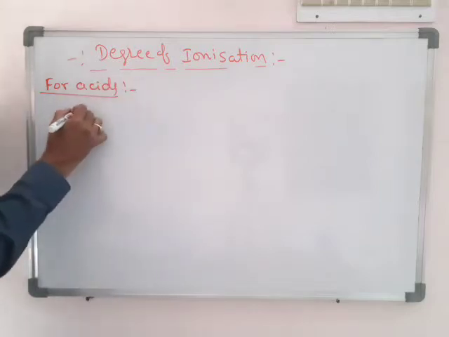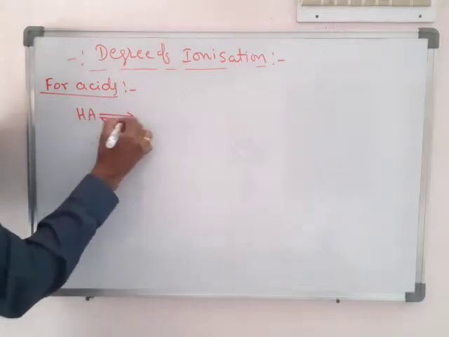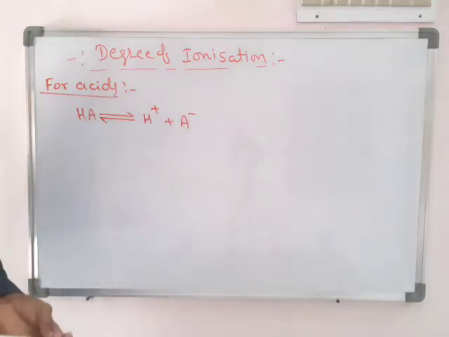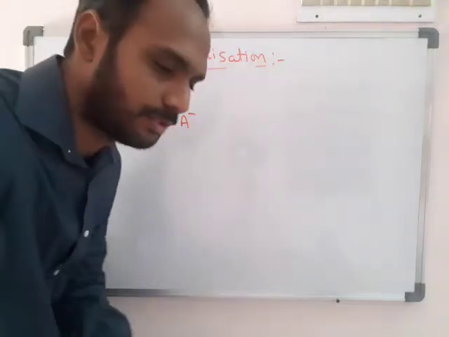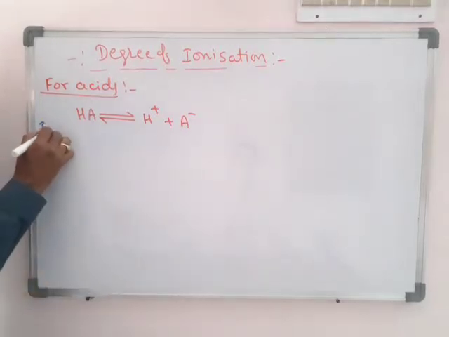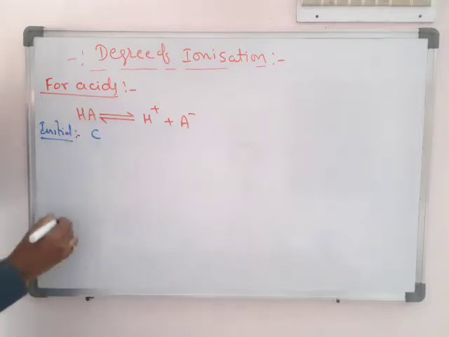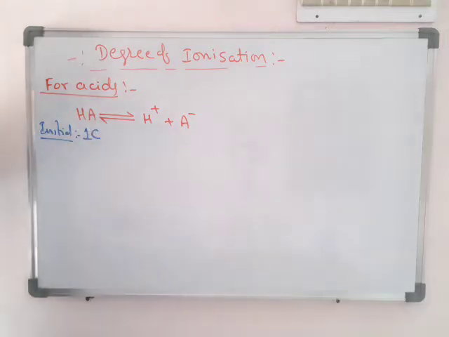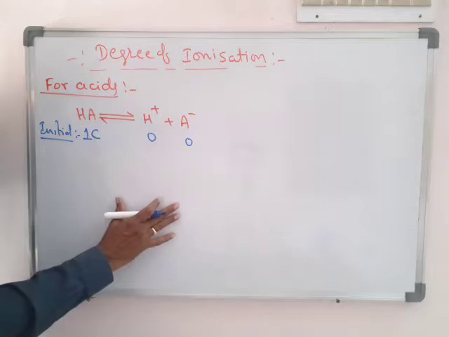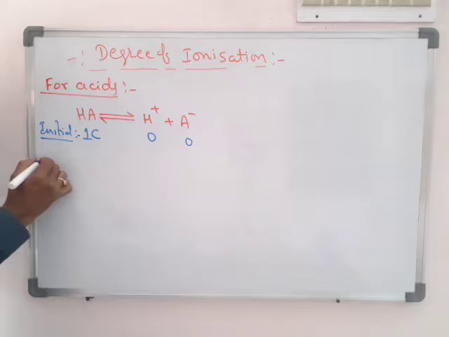Now we apply it for acids. What is the acid equation? We know that HA in equilibrium gives H plus and A minus. So again we apply the equilibrium concentrations. At first take the concentration. Initially, before the ionization, the concentration is 1C. Here there are no products. We have done this type of problem in chemical equilibrium. Next, what takes place at equilibrium?